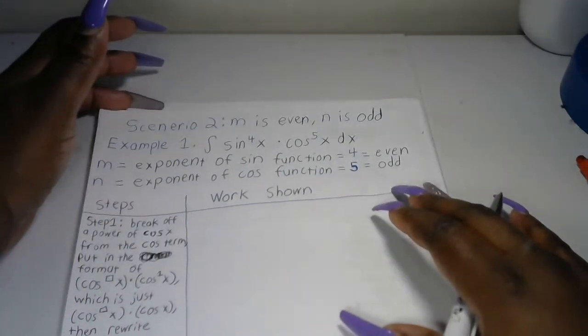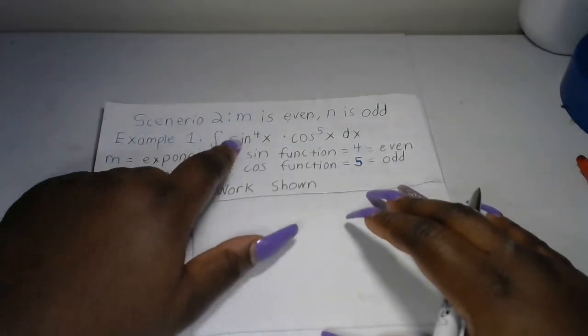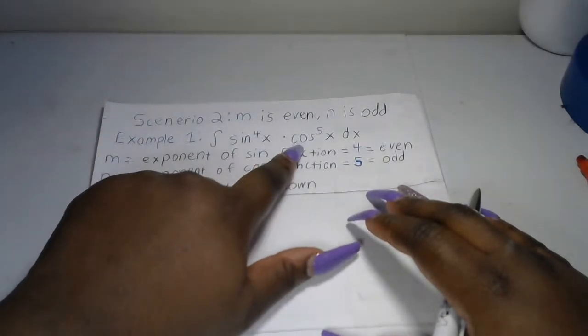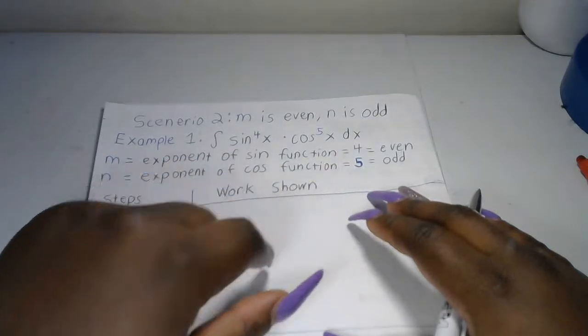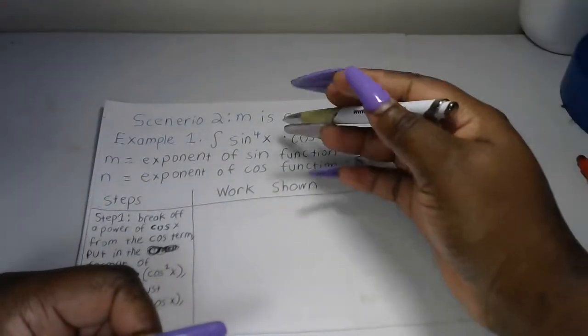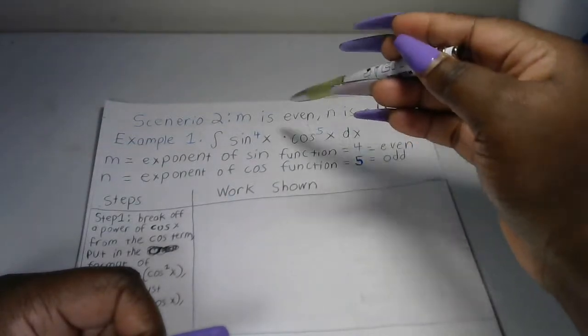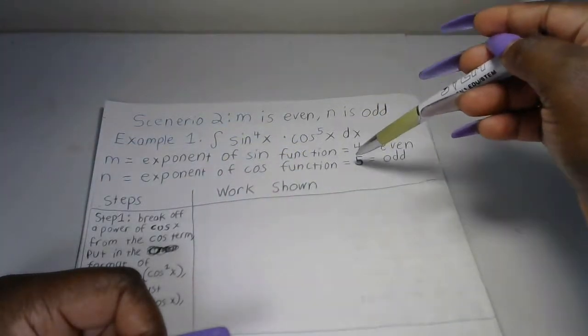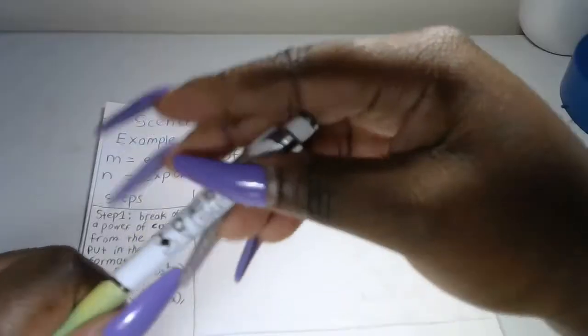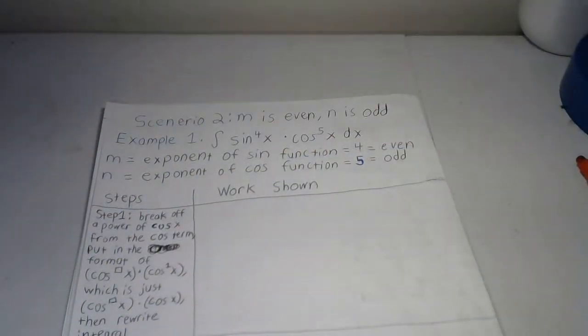The integral of sine x to the 4th power times cosine x to the 5th power dx. As we can see, 4 is the exponent of the sine function and it's even, and 5 is the exponent of the cosine function, and 5 is odd. Alright, so let's start with step 1.